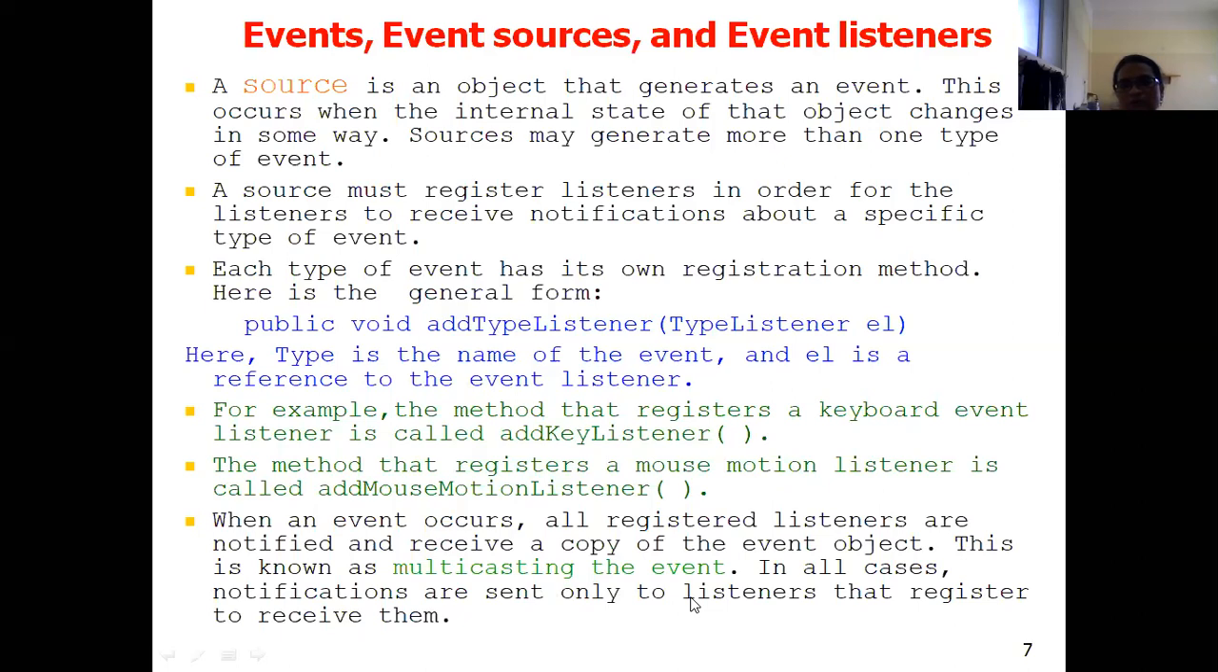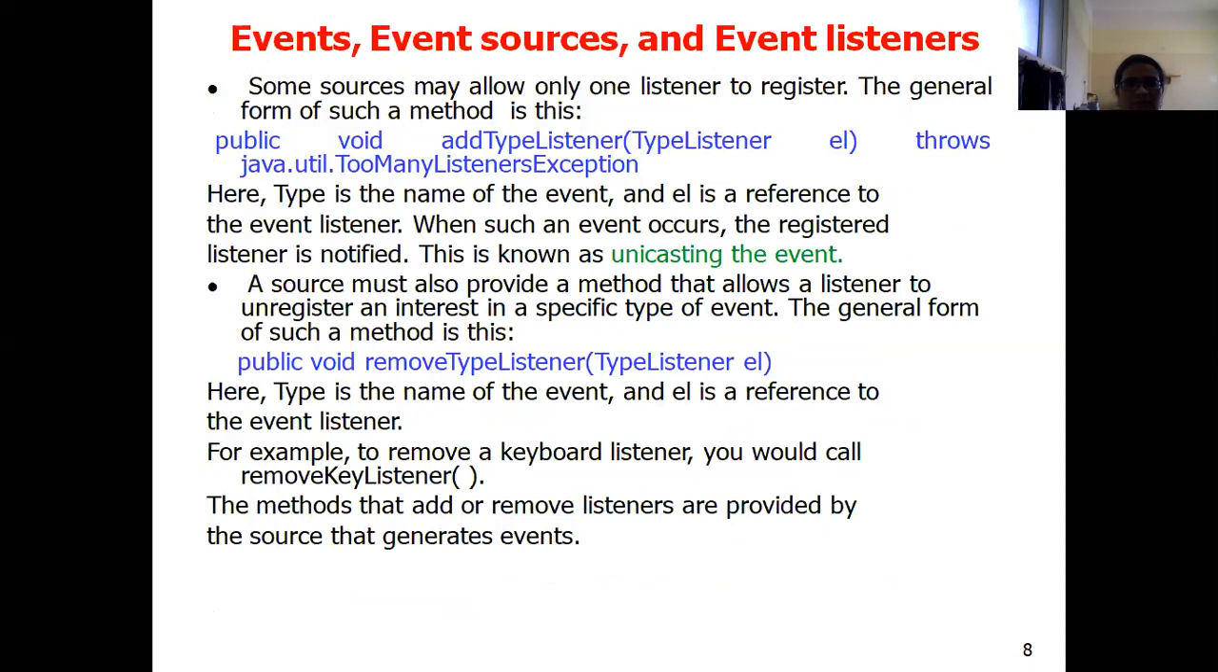If you want to send a notification only to the mouse listener, then that is called unicasting. Continuing with sources: some sources may allow only one listener to register. As I said, if a source allows many listeners to register, then it is multicasting.